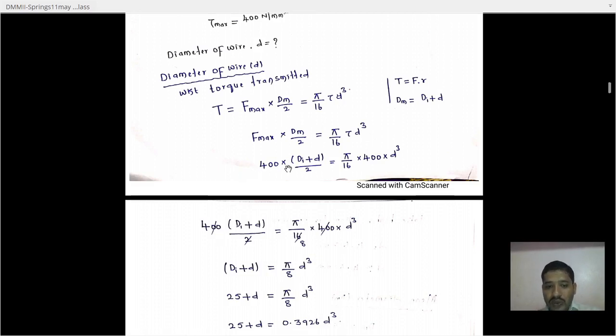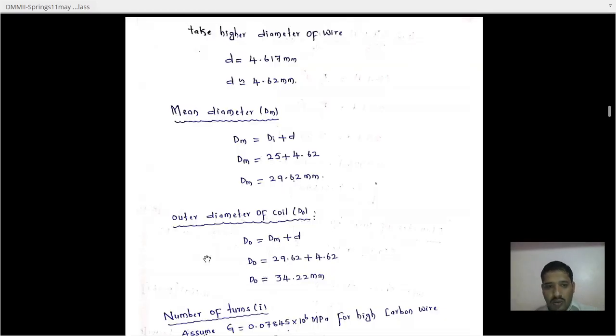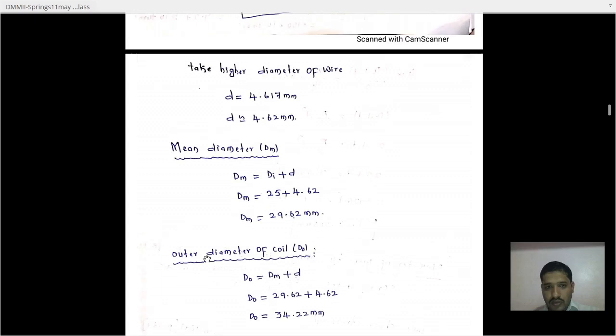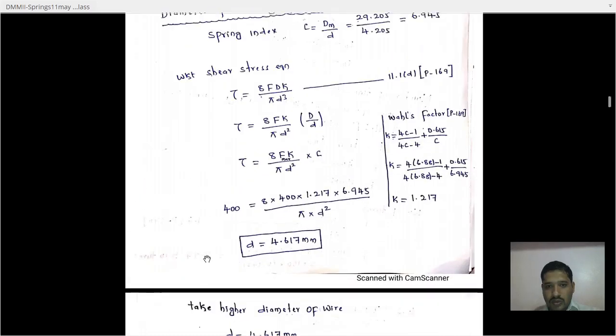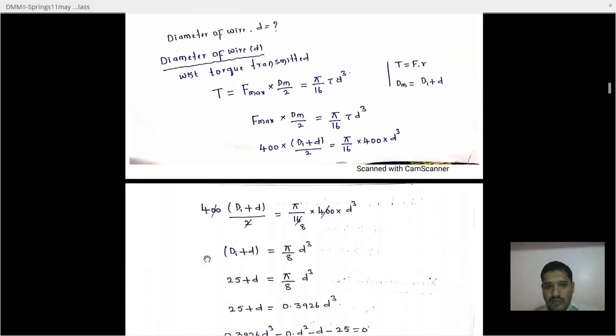400 into the inside diameter di plus d, by 2, equal to pi by 16 into 400 into d cube. So in this case, 2 ones are 2, 8 twos are 16, and then this 400 and this 400 will cancel.